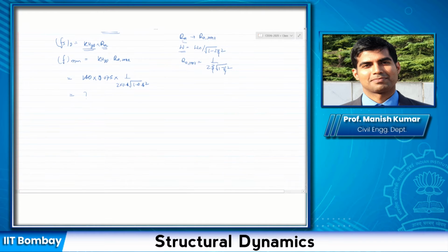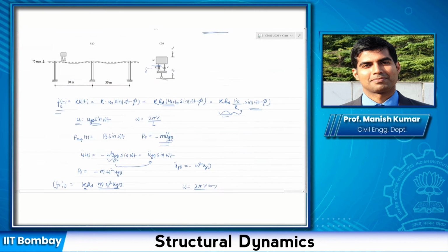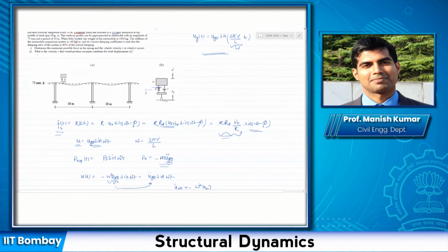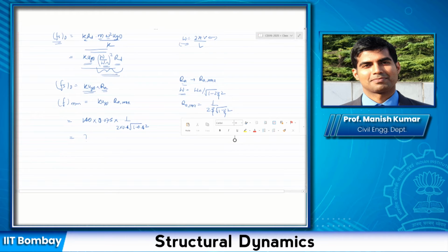If that is clear, then let us go to the second part that this problem is asking. What is the velocity v at which it occurs? So how do I find that velocity? Remember, I already discussed that. Basically, the excitation frequency is a function of the vehicle velocity.